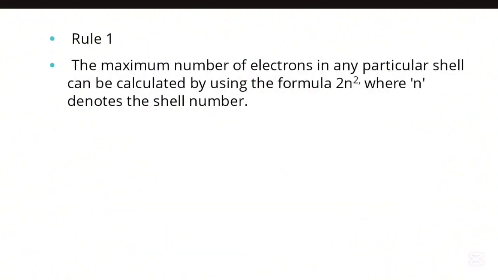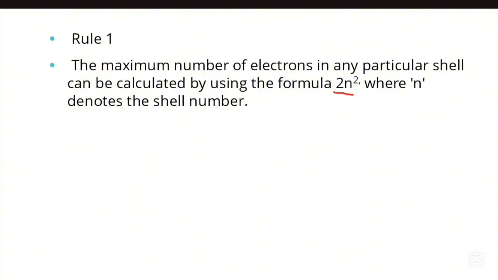For the distribution of electrons around the nucleus in an atom we have two rules: rule number 1 and rule number 2. Rule number 1 states that the number of electrons in any particular shell can be calculated by using the formula 2n², where n denotes the shell number. First shell is 1, second shell is 2, third shell is 3, fourth is 4, fifth is 5, and it goes on.